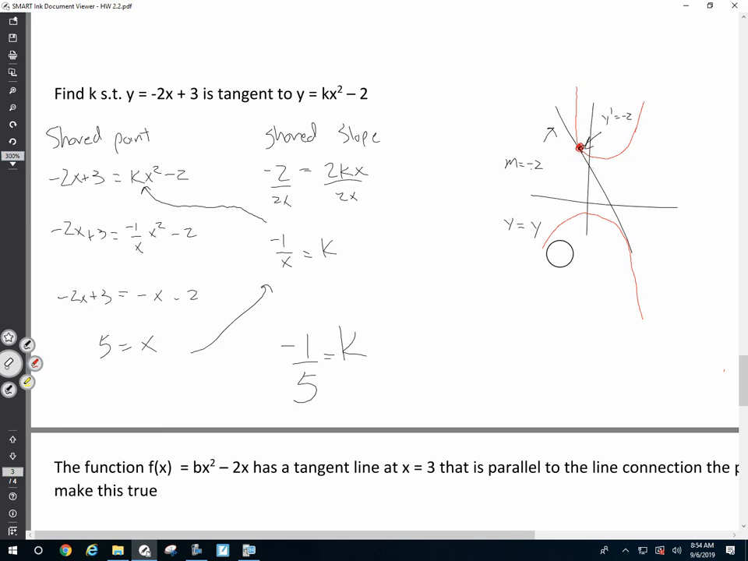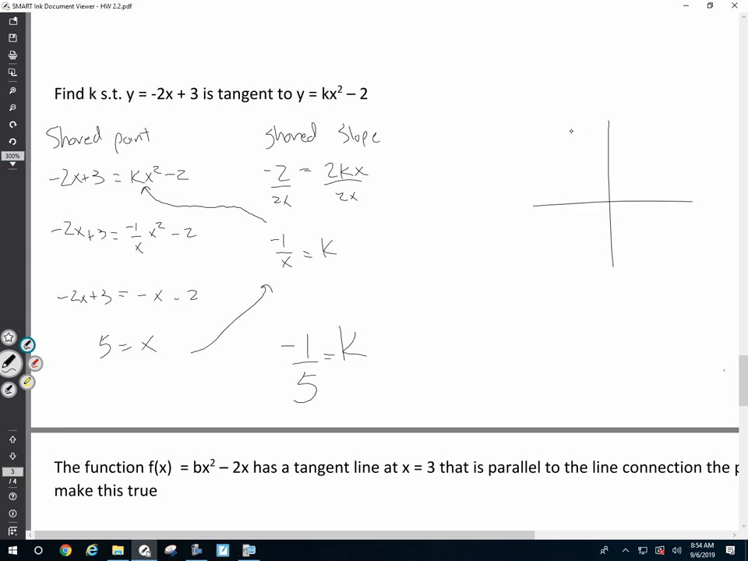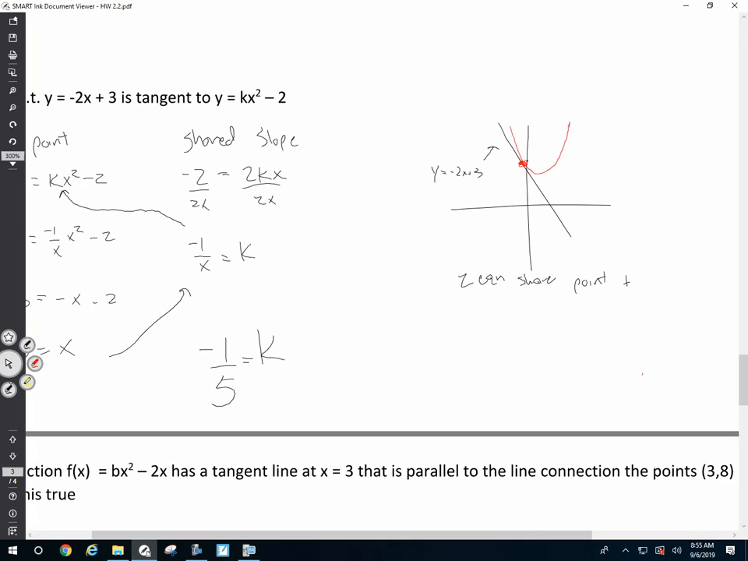I'm going to redraw this picture just so for the key we are comfortable and we see it. Oh, that's not good. I can do better. There we go. Okay. The two equations share a point and a slope. That's a tough problem if you don't know where to start. So I assume that a lot of people came to the video for that.